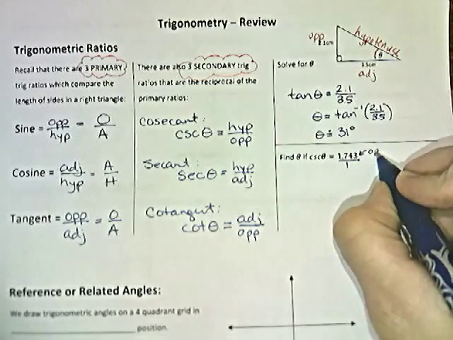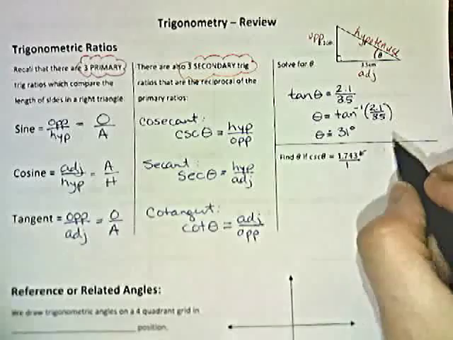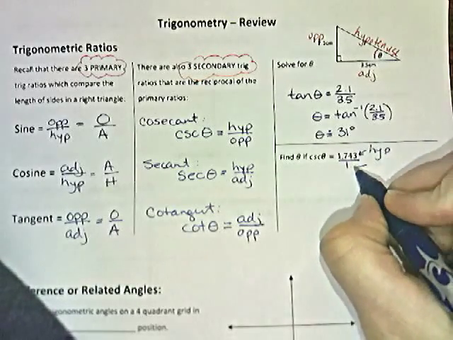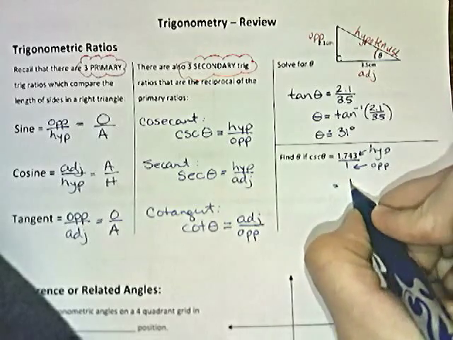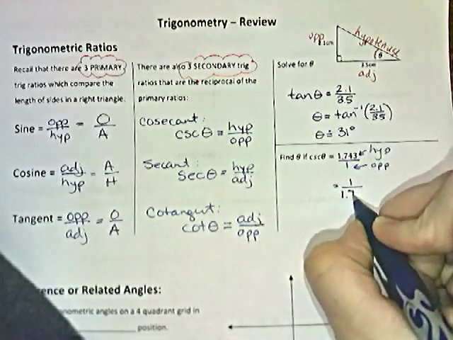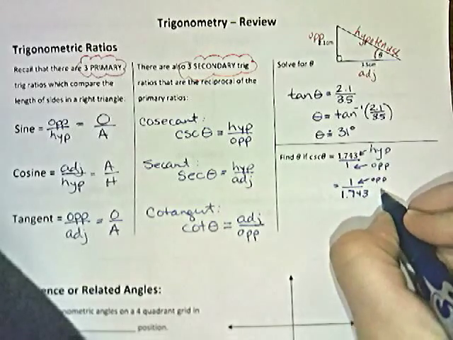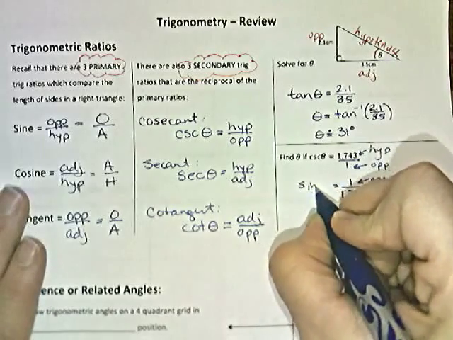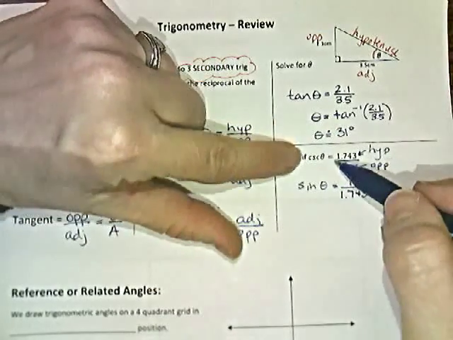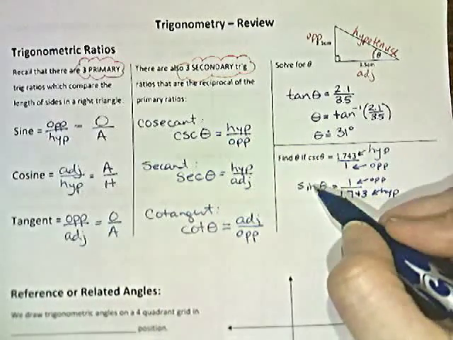And so my hypotenuse is on top, my opposite is on the bottom. And so if I were to just flip that over, and then instead have the opposite on top, opposite and hypotenuse, we are talking now about the sine ratio. And so if we are given one of the secondary ratios, we can simply make the reciprocal and call for the primary trig ratio.